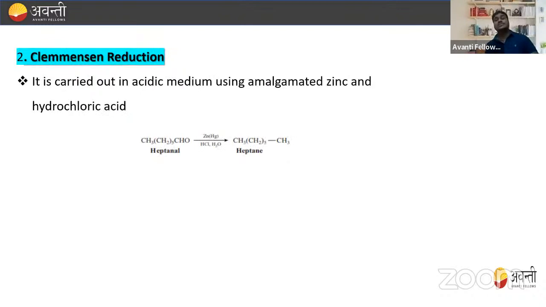And the next one is the Clemmensen reduction. Basically, it is carried out in an acidic medium using amalgamated zinc. So zinc amalgam and hydrochloric acid are used in this. When you treat heptanal with zinc amalgam and HCl, you will get heptane, that is CH3 (CH2)5 CH3. So this is all about the Clemmensen reduction, right?